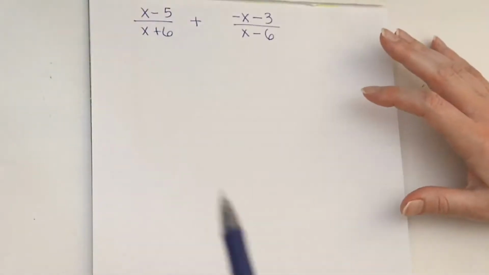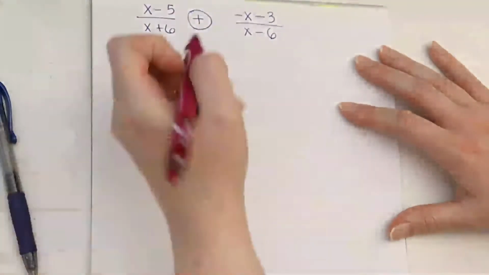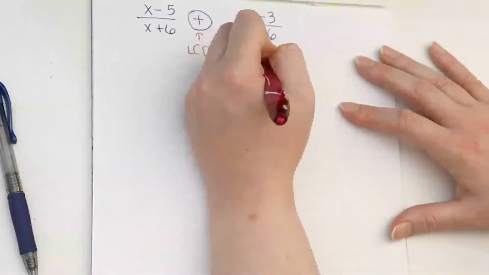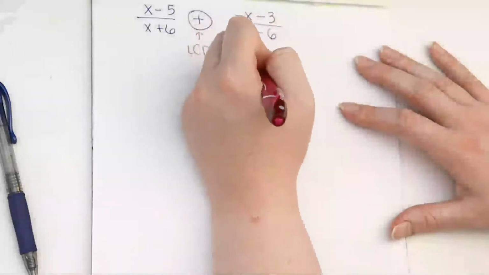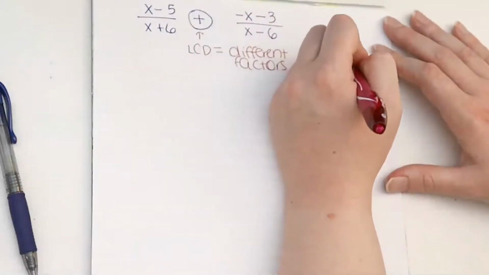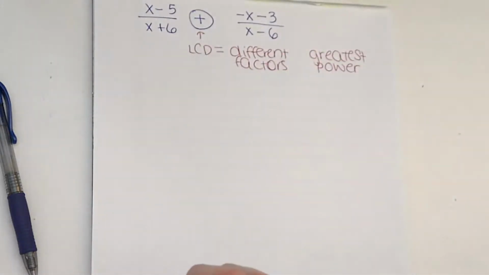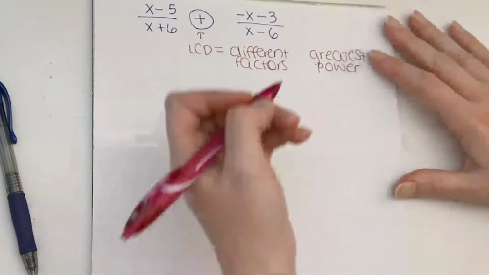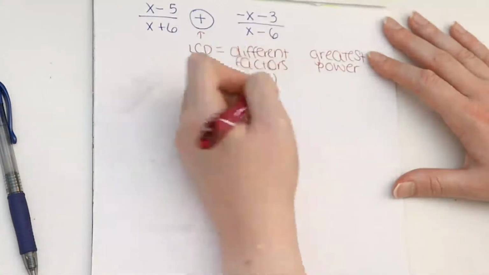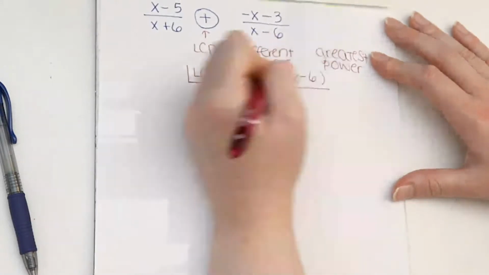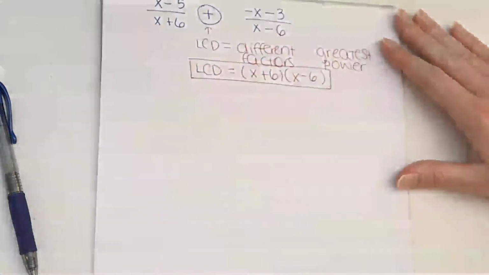Now, when you're looking at the plus sign now, you're going to say to yourself, I have to get an LCD. And that LCD is going to be the different factors raised to the greatest power that you have. Okay, so you're looking at the denominator factors and what are those different factors. Now, in the case of this denominator, you have x plus 6 and x minus 6. So those are completely different factors, x plus 6, x minus 6. And those two factors multiplied together will be your LCD.